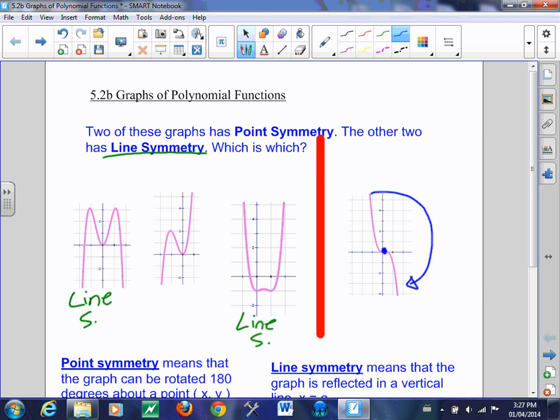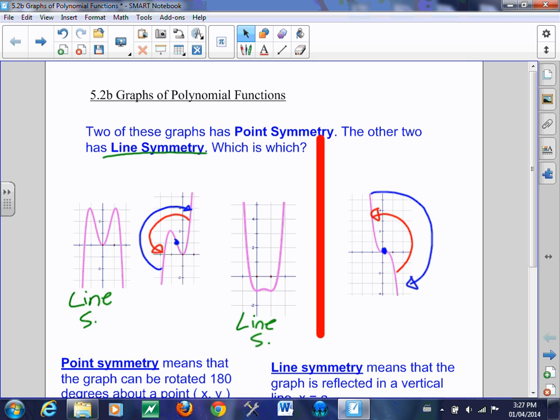Likewise with the second one here, if I put a dot right here, take the first part and swing it 180 degrees, you will notice that it has point symmetry. You can also start with this one and bring it this way, or start with this one and bring it that way. It doesn't matter which direction you go, as long as you rotate it around a point.